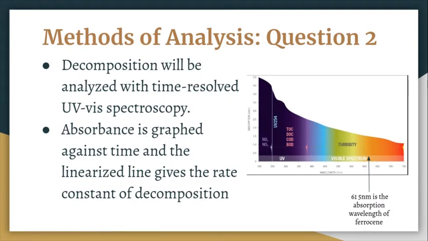For the decomposition studies, it was analyzed with time-resolved UV-vis spectroscopy, in which decomposition was analyzed and the absorbance was graphed against time, and that linearized gave the rate constant of decomposition. In the image to the right, which gives the visible spectrum at each wavelength, at about 615 nanometers, so in that range as seen by the arrow, is where the ferrocenium catalyst absorbs light. So at that wavelength, the absorbance was graphed.